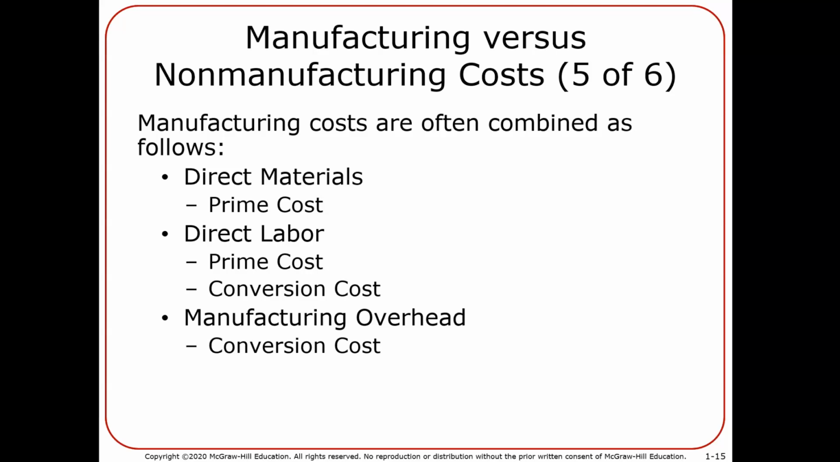So what about, they talk about in the textbook, prime cost and conversion cost. So sometimes we add things together and call them something else. So direct materials is a prime cost. Direct labor is a prime cost, but it's also a conversion cost, and manufacturing overhead is a conversion cost. If you think about it like this, a conversion cost is where we take the direct materials and we use the labor and all the overhead to convert those direct materials into a final product. That's conversion cost.